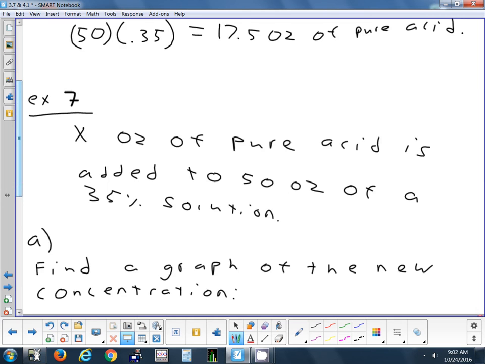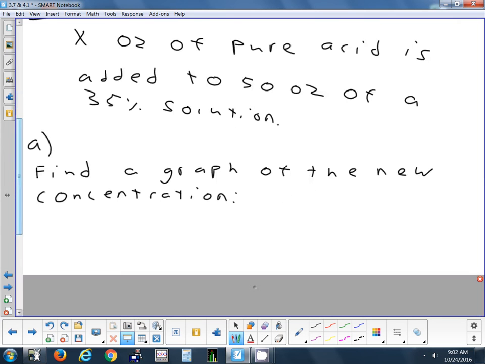So it says, let's start off with the fact we have a 50-ounce solution and 35% of it is acid. So what's the amount of acid in our solution right now? How much? 17. Yeah, so we have 17.5 ounces of acid in our solution. That's the amount we have. And how much acid am I going to add to that? I'm going to add X ounces. Okay, so my numerator now represents the total amount of acid in the solution.